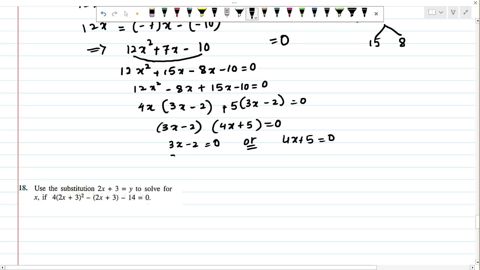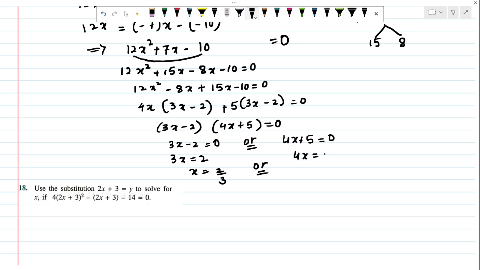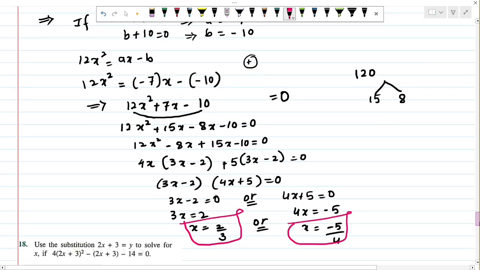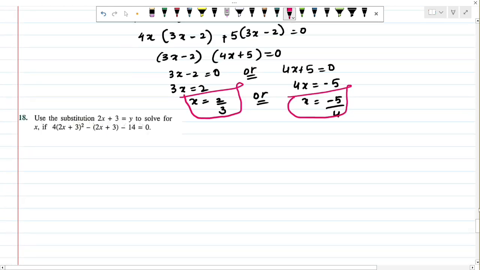So this becomes 3x is equal to 2 and x is equal to 2 by 3, or this becomes 4x is equal to minus 5 and x is equal to minus 5 divided by 4. So these are the two values of x which I got for this problem. So this is the problem and I got the values by using the values of a and b.